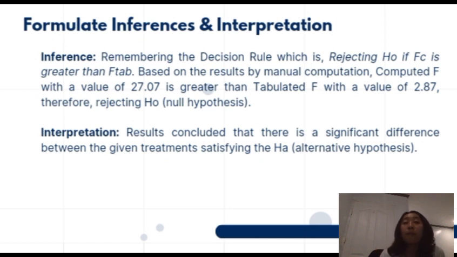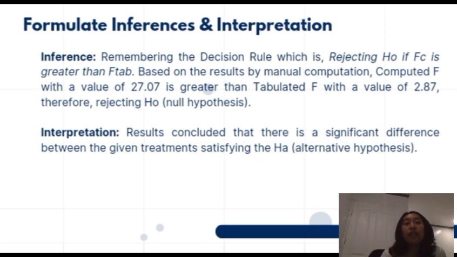So that would mean that we have to accept the alternative hypothesis in which ang interpretation natin, we concluded na merong pagkakaiba between the given treatment satisfying the alternative hypothesis. It means that there is a relationship between all the treatments, that there is a difference between emergence ng symptoms sa distilled water, sa groundwater, sa freshwater, and sa rice wastewater. So, that's how you simply solve the completely randomized design.